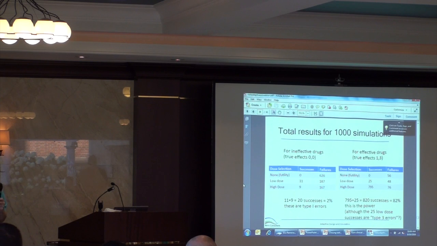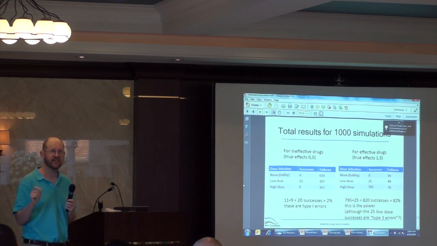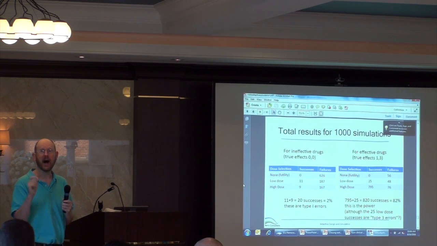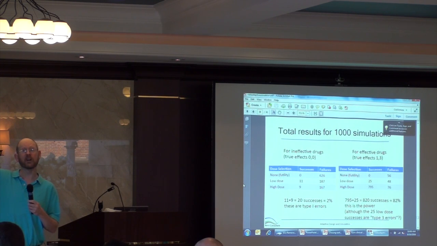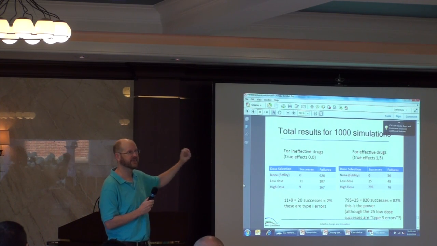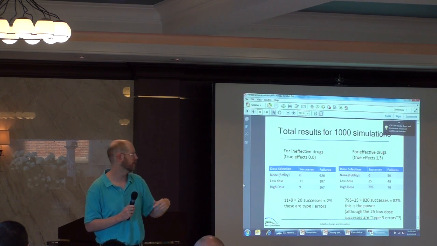Now, one thing that's worth noting here is the 25 low-dose successes, that's not the same kind of success. With a high-dose success, you're going to give the right drug going forward. With a low-dose success, in truth, that drug only has an effect of 1. Sometime in the future, in your post-marketing study or whatever, you're going to realize that drug isn't as good as you thought it was. So at some level, you got the answer that the drug worked, but you picked the wrong dose. We often call that a type 3 error.